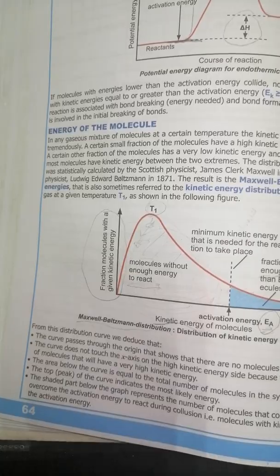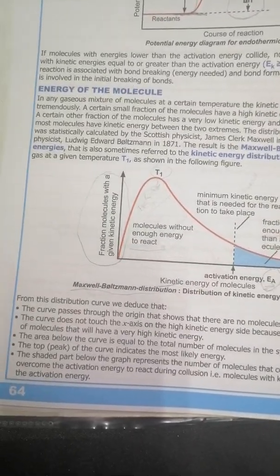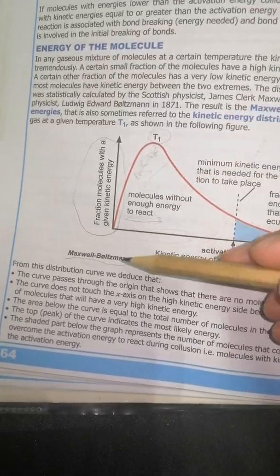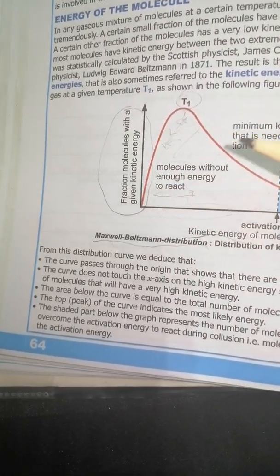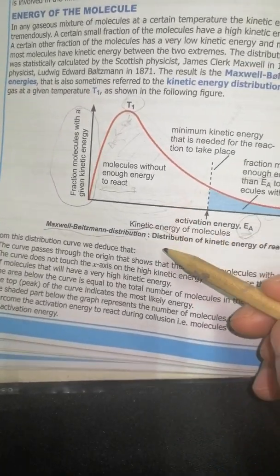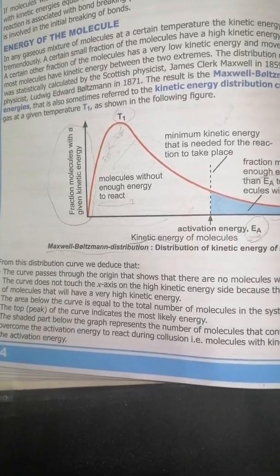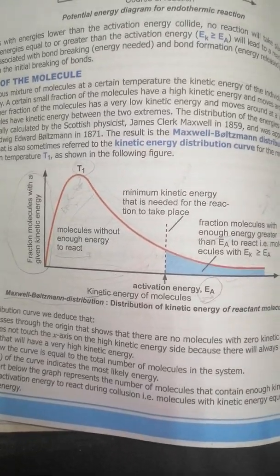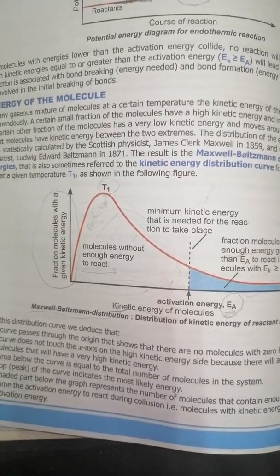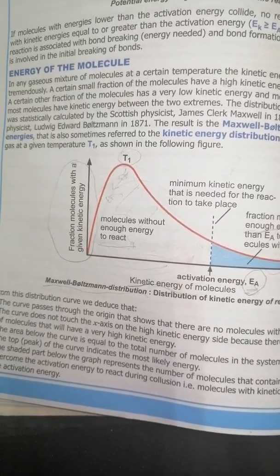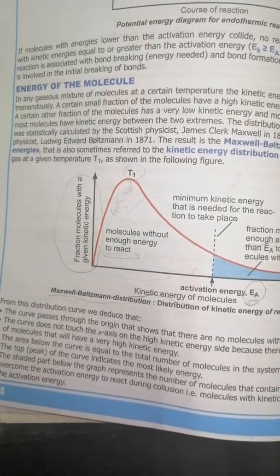Now, there are a few things that you need to remember about this Maxwell-Boltzmann distribution. The first thing is that this graph will always start above the origin. It's not going to go through the origin, because if it did, it would mean you have molecules that have zero kinetic energy, and in no circumstance are you ever going to get molecules with zero kinetic energy. All molecules will have kinetic energy. Even if they have a little bit and don't take part in the reaction, they will still have kinetic energy, whether it's a lot or a little.